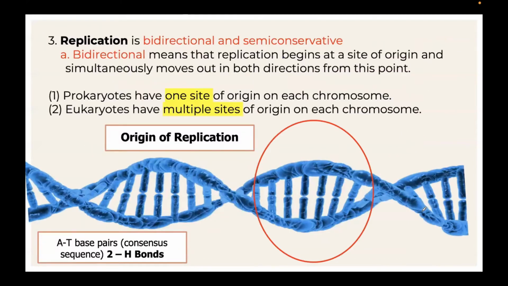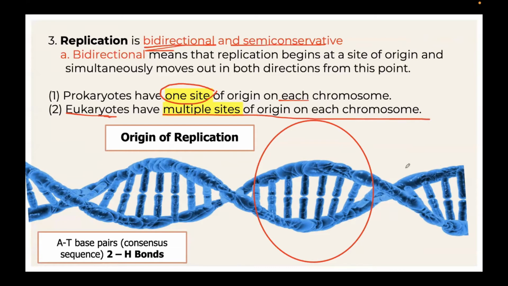And then the replication is bidirectional and semi-conservative. We cannot stress this enough. Bidirectional and semi-conservative. Anong ibig sabihin ng bidirectional, ma'am? Bidirectional means that replication begins at a site of origin and simultaneously moves in both directions from this point. Okay, so sa prokaryotes daw po, one site lang yung origin ng each chromosome. Pag eukaryotes, katulad nating mga humans, meron tayong multiple sites of origin on each chromosome.